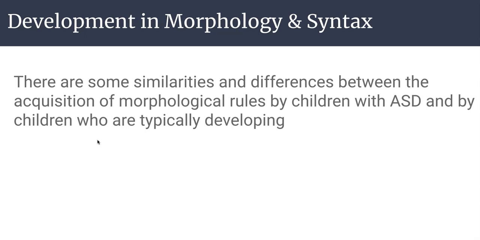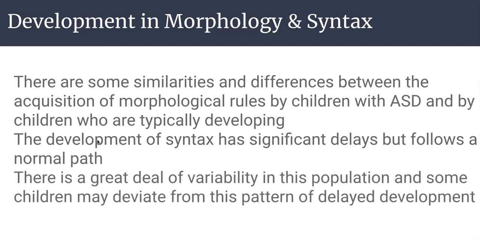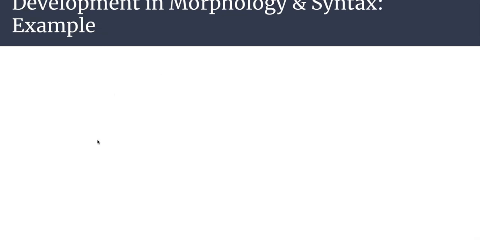There are some similarities and differences between the acquisition of morphological rules by kids with ASD and their peers. Syntax is going to be significantly delayed, but it follows a pretty normal pattern. Again, some kids are going to wait to talk until they have sentences. Other kids won't. There's going to be a great deal of variability in this population, and some children may deviate from this pattern of delayed development. Right? So some kids are going to be at the one-word level for a long time. Some kids will be at the sentence level immediately. It just depends.